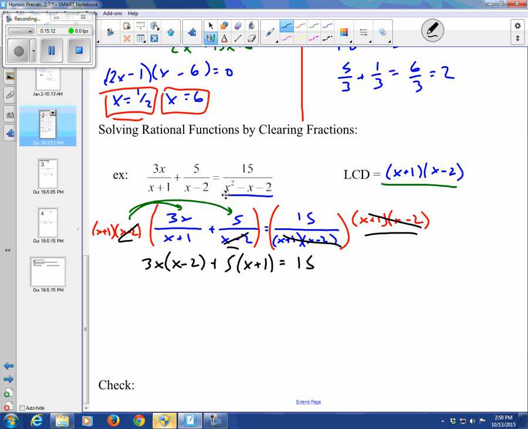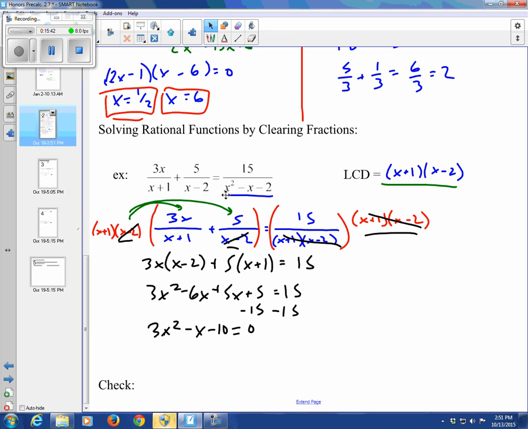Now right here, we can simplify this side. We can see that we're going to get a quadratic equation here when we multiply through. And so we're going to want to bring all of our terms to one side and see if we can factor or maybe use the quadratic formula. So right here, I'm going to subtract 15 from both sides. And this is going to be 3x squared, and then minus x and then minus 10 equals 0.